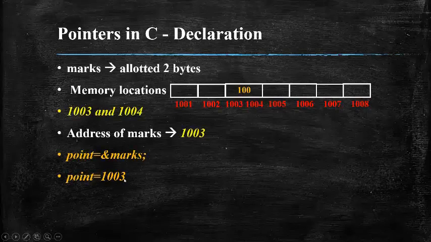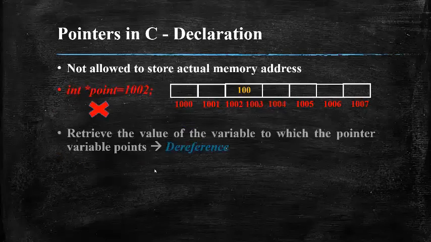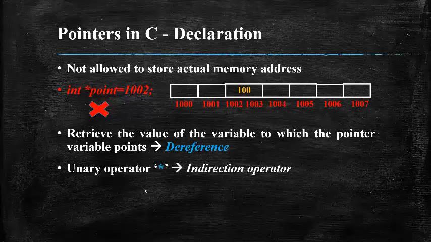So as I told you, the pointer variable holds the address of the variable marks, and in order to retrieve the value present in that memory location 1003, we are going to make use of the concept of dereference, to retrieve the value of the variable to which the pointer variable points. So here we have to make use of the unary operator star again. The star operator is called an indirection operator, used to retrieve the value of the variable to which the pointer variable is pointing.